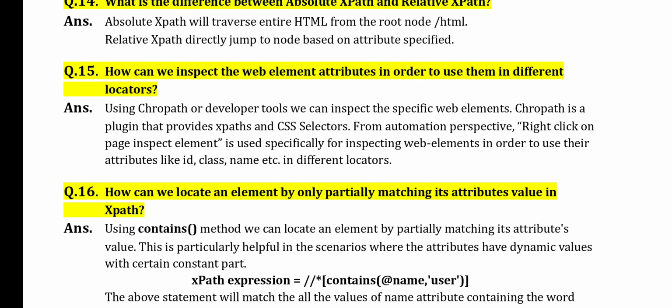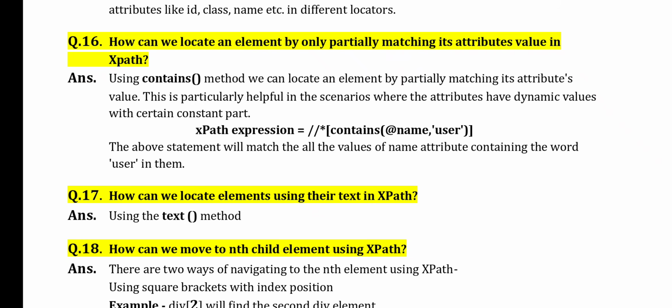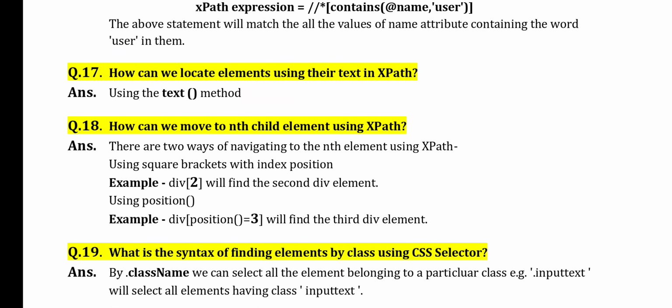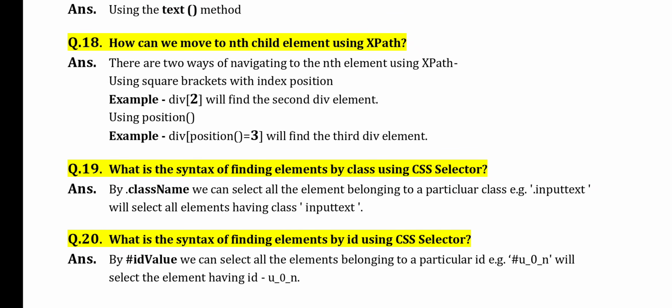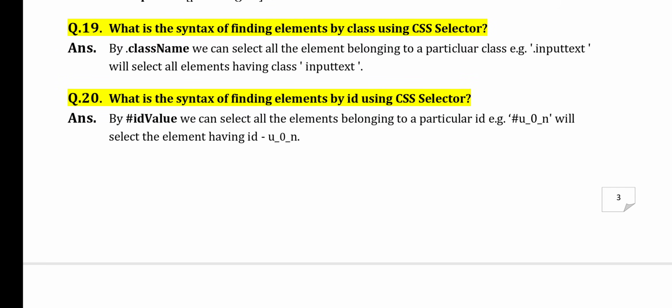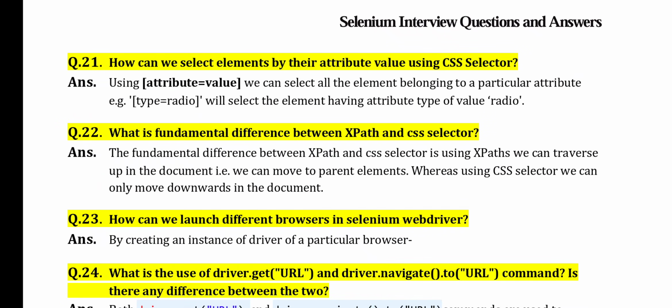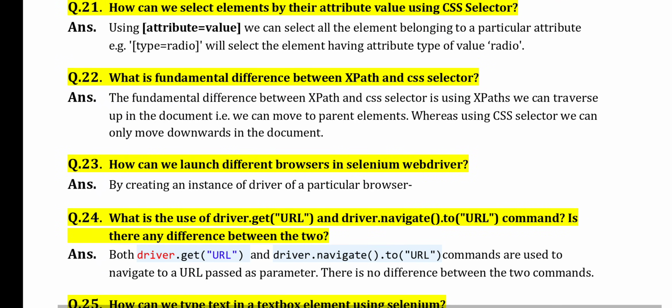How can we inspect the web element attributes in order to use them in different locators? How can we locate an element by only partially matching its attribute value in the XPath? How can we locate elements using their text in the XPath? How can we move to the nth child element using XPath? What is the syntax of finding elements by class using CSS locator, and similarly by ID using CSS locator? How can we select elements by their attribute value using CSS selector?